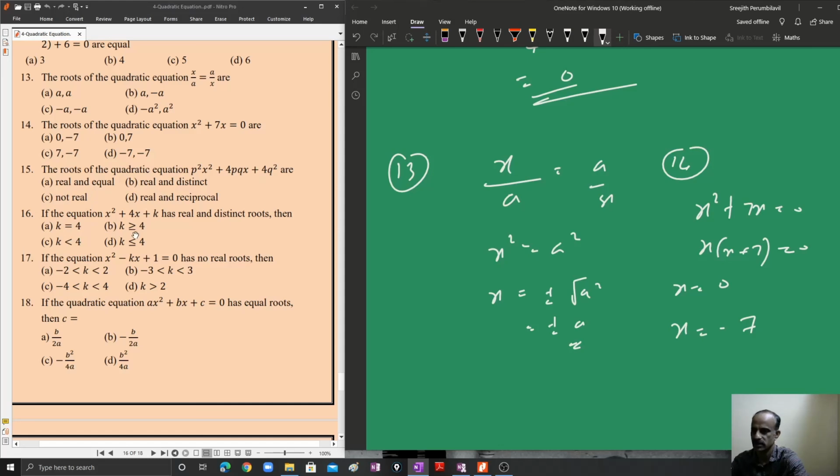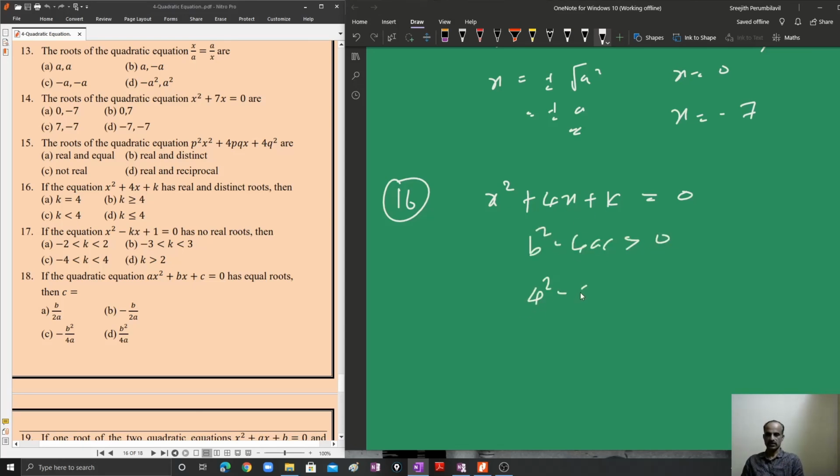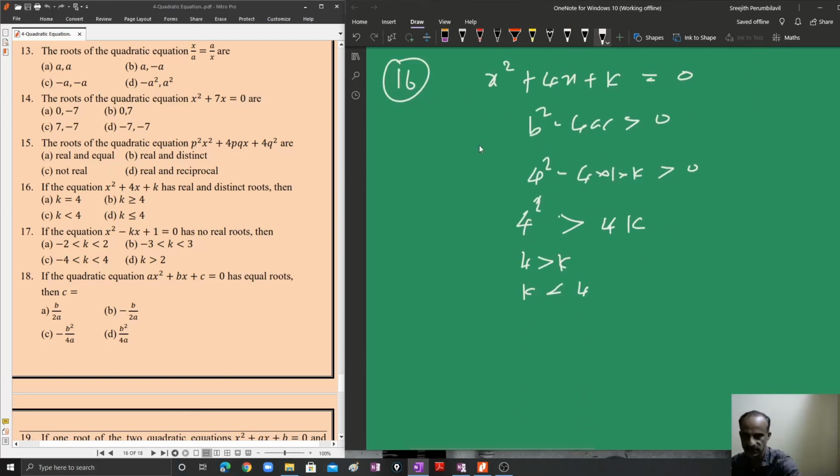Here also use b square minus 4ac. Find the value of k such that the equation has real and distinct roots. Question number 16. X square plus 4x plus k is equal to 0. 0 is missing there. Has real and distinct roots. B square minus 4ac is greater than 0. 4 square minus 4 into 1 into k is greater than 0. So 4 square is greater than 4k. 4 cancel. 4 is greater than k, or k is less than 4.